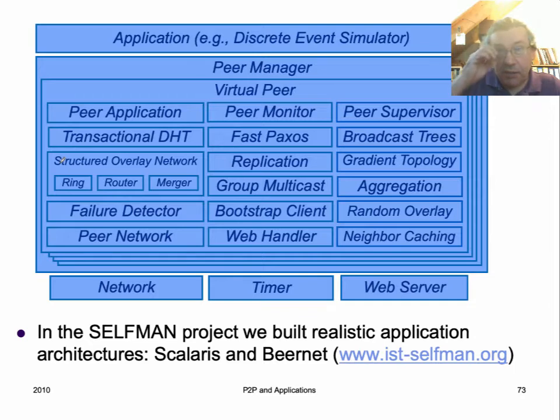In fact, in the Selfman project, we built a number of services on top of the DHT infrastructure. You saw that we can do broadcast. We also have Paxos, which is a consensus algorithm. We have replication. We have gradient topology support for super peers. We have the failure detector. We have a transaction manager. We have aggregation, so basically doing computations.